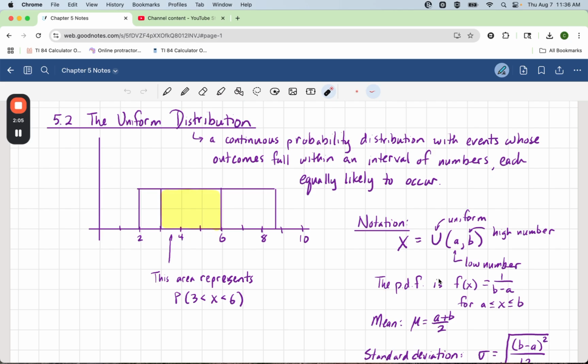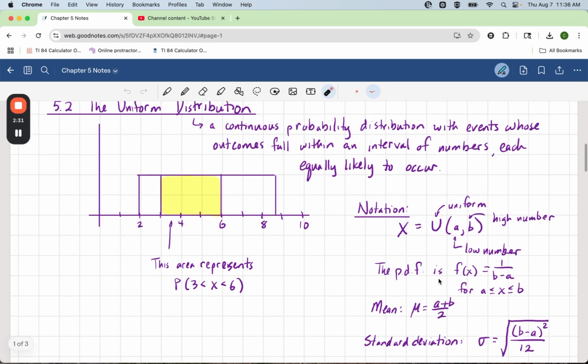So the notation we use, x equals U, standing for uniform, a to b. So a is the low number, b is the high number. So this example would be U(2, 8.75). All right, the PDF is always f of x equals 1 over b minus a, for a less than or equal to x less than or equal to b.